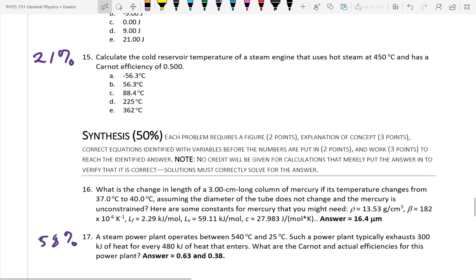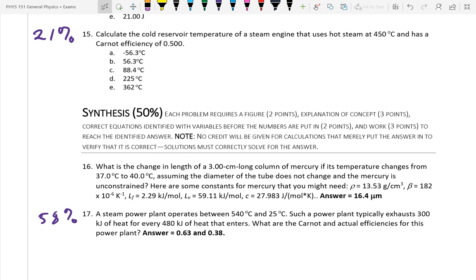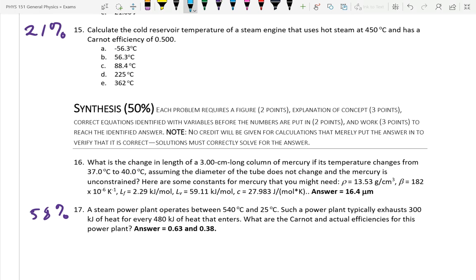Okay, now the one that we had the lowest score on of all the problems. Calculate the cold reservoir temperature of a steam engine that uses hot steam at 450 degrees Celsius and has a Carnot efficiency of 0.500. Well, we start with efficiency is equal to the work out over the heat added.